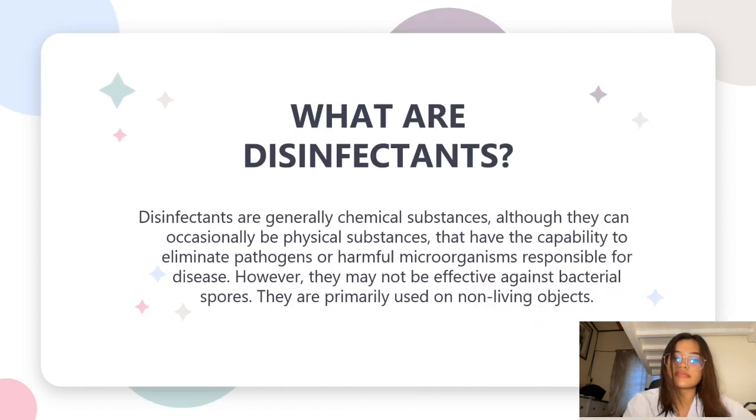So what are disinfectants? Disinfectants are chemical substances or agents designed to destroy, deactivate, or eliminate harmful microorganisms like bacteria, viruses, and fungi on surfaces or objects. So their primary purpose is to control and prevent the spread of infectious diseases by reducing the microbial load in the environment. The proper use of disinfectants involves following specific guidelines such as concentration, contact time, and application methods. It's essential to consider the type of surface, as some materials may be sensitive to certain disinfectants.